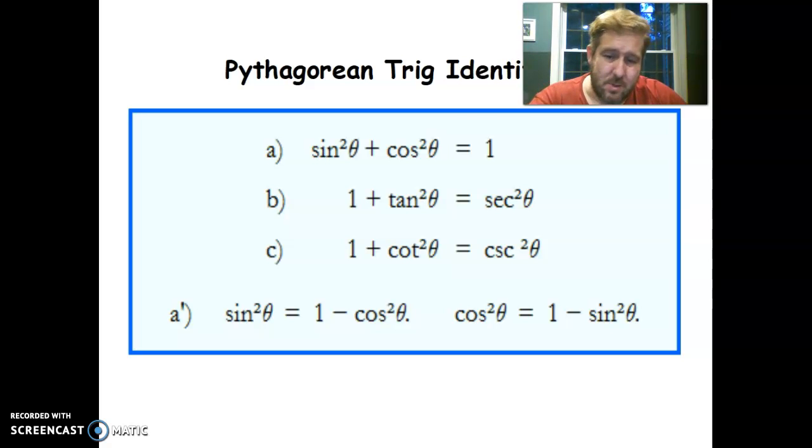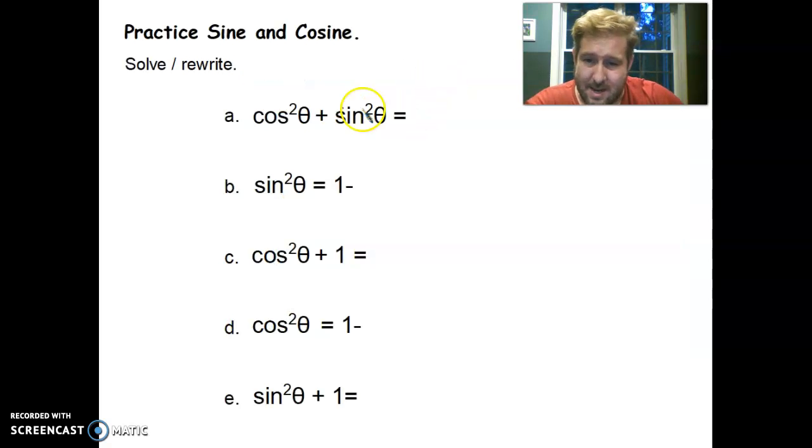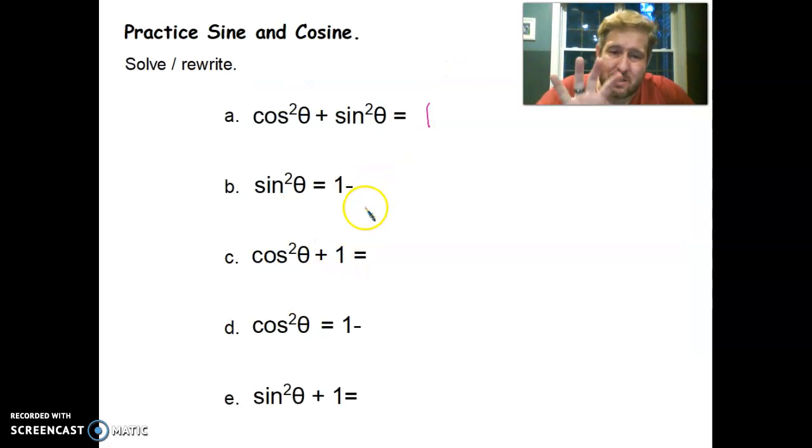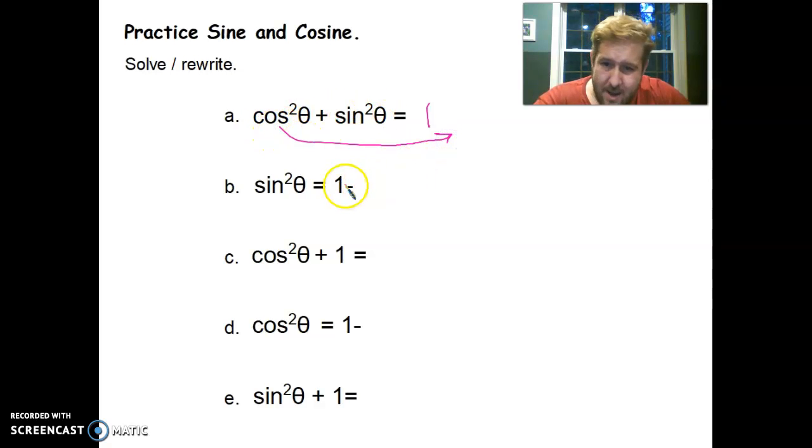Pythagorean trig identities. These are things that can be useful when solving these problems. Cosine squared plus sine squared equals 1. That's literally the identity right there. The other ones are just the exact same thing, rearranged. For instance, if I move the cosine squared to the other side, I take it away from both sides, and it becomes 1 minus cosine squared of theta.